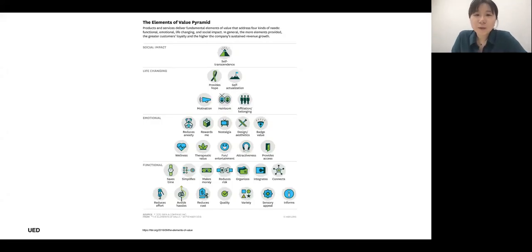This is a very generic value pyramid that you may find online or in other reading materials. It talks about value that a customer could recognize, from functional to more internalized, which is emotional, including feelings, wellness, and a little bit of sensation, and then to the more game-changing, as in life-changing and also social-impact related.